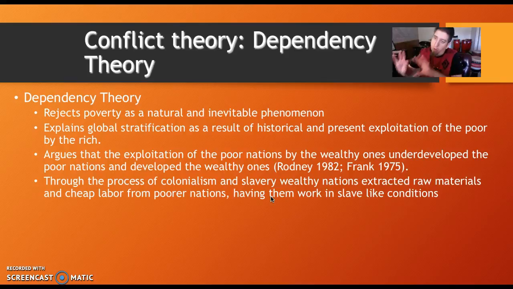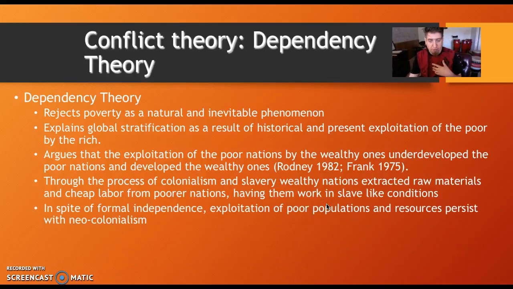And so if you look at the surplus that these countries produced over time and who benefits from it, what we found is that the wealthier countries were developing from the surplus that was extracted from the poor countries, and they were not developing from their own resources, but it was, say, France that was developing from the resources of the bauxite that was taken from Guinea and West Africa under French colonialism. So in spite of the end of this colonialism that happened formally, what we saw is that exploitation of poor populations and resources persisted in the form of neocolonialism.